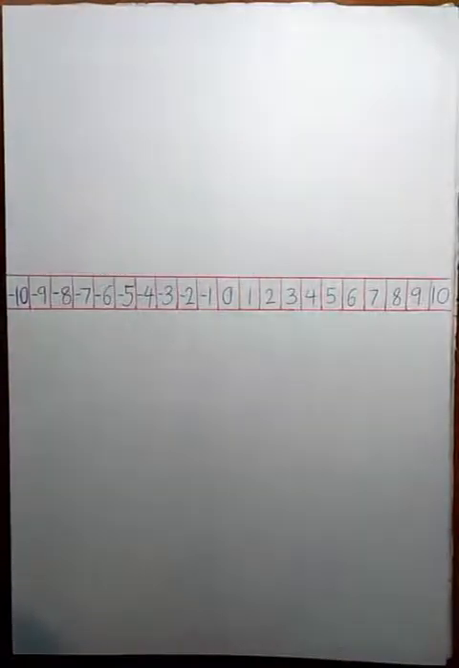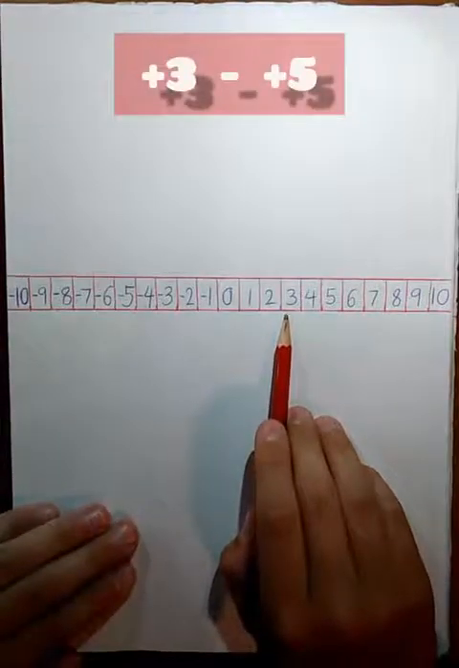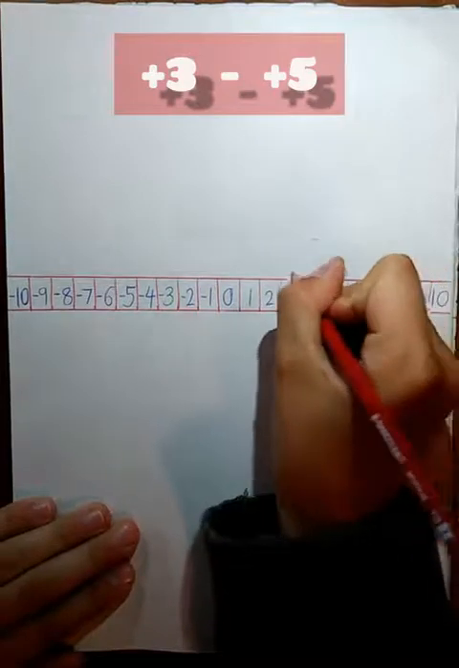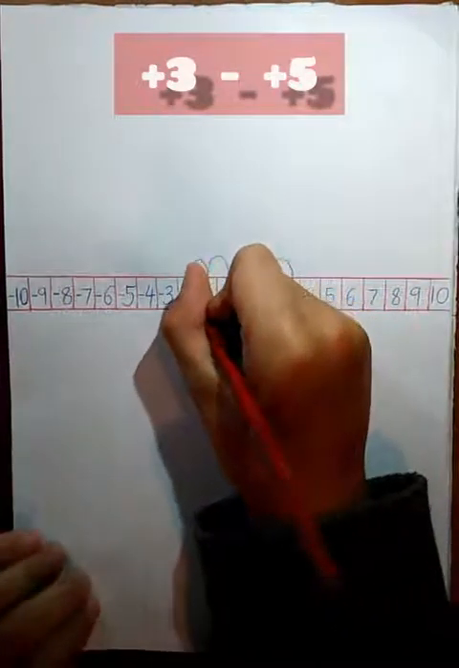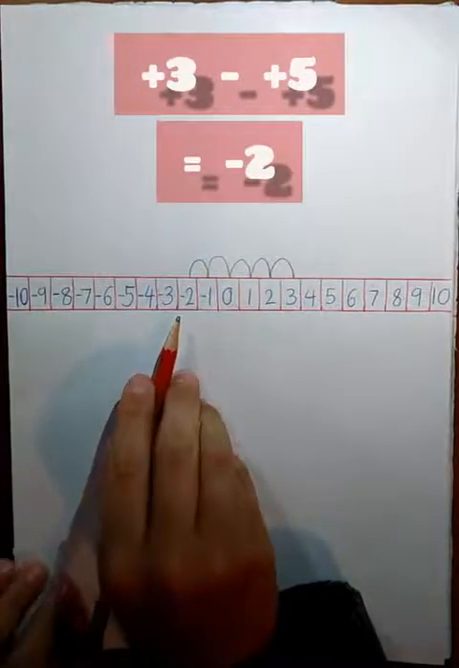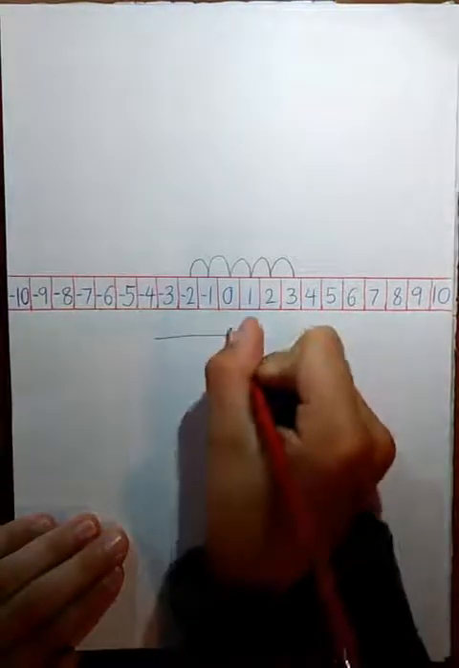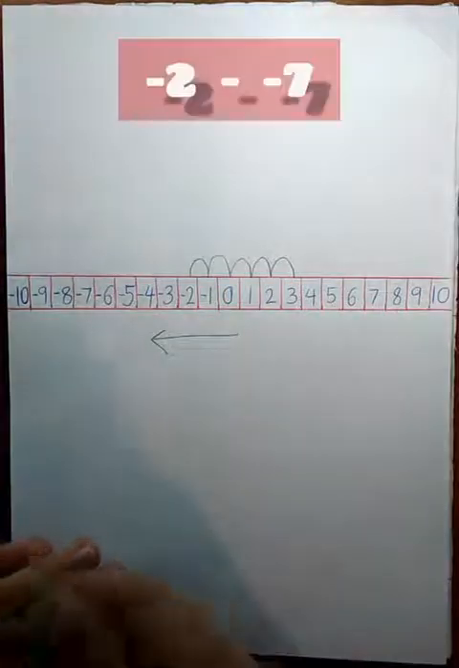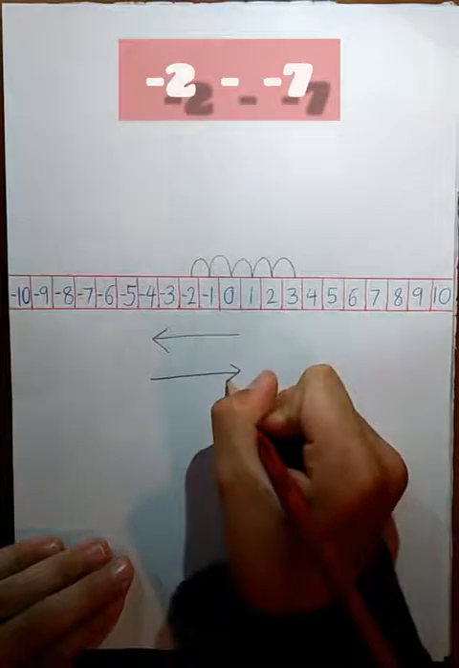Let's do some more examples. If I have a +3 and I take away a +5, since I'm subtracting, I'll go in this direction 5 times. And that equals -2. Then, what if I take away, which is in this direction, but it's a -7, so that changes the direction, and we go this way by 7 spaces.